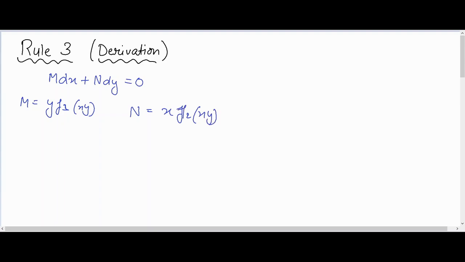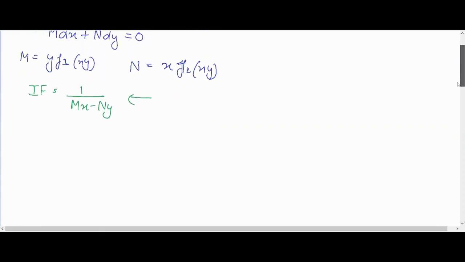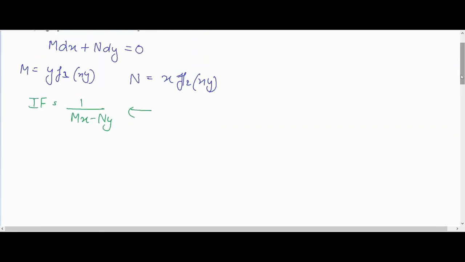Right? And from this we saw that if this condition is satisfied, then the integrating factor was given by 1 divided by Mx minus Ny. So now we will derive how we got this integrating factor. So let's start by taking an integrating factor. Let's take an integrating factor as r of xy, r as a function of xy. This is our integrating factor, and let's just multiply this with our equation.